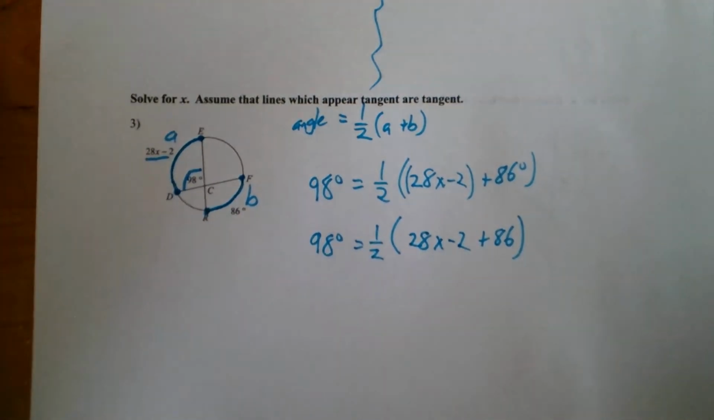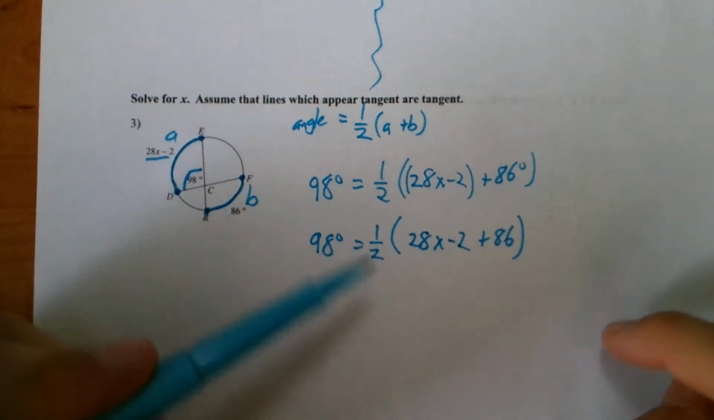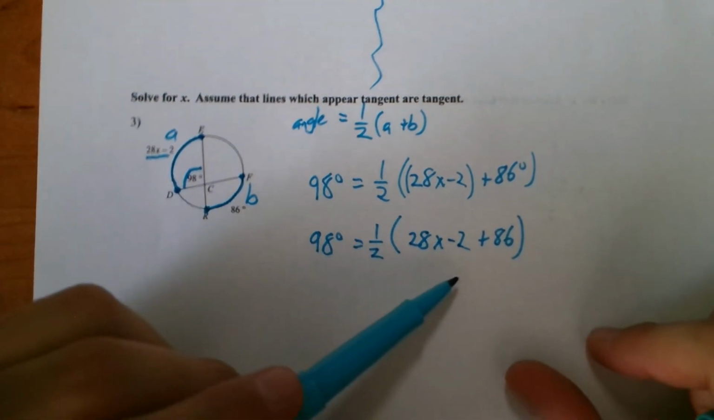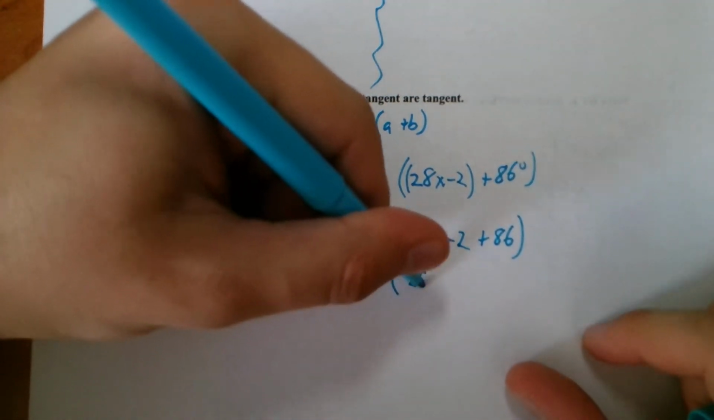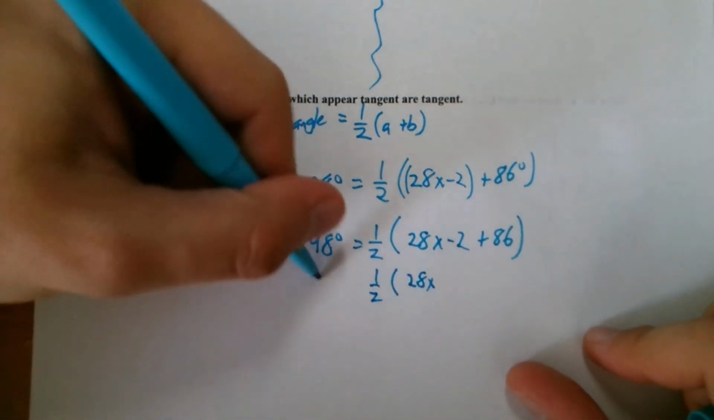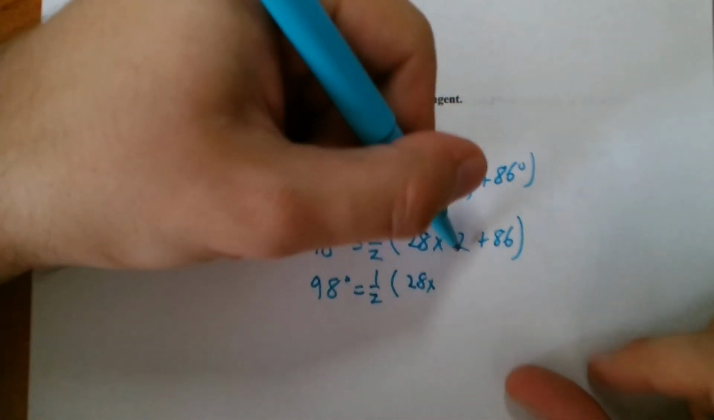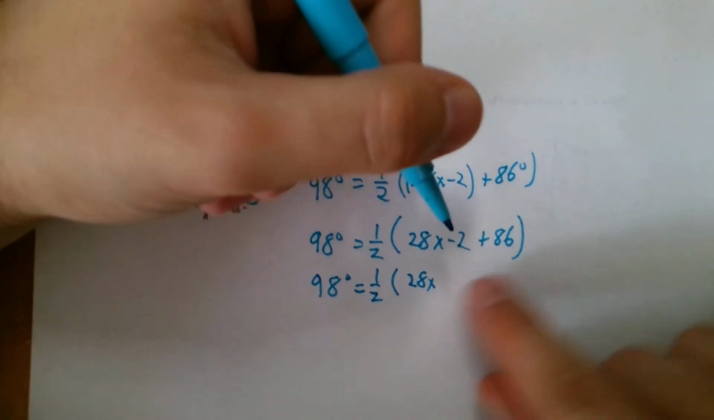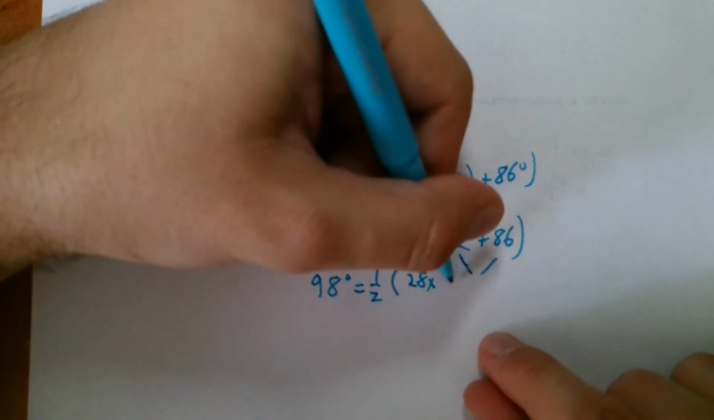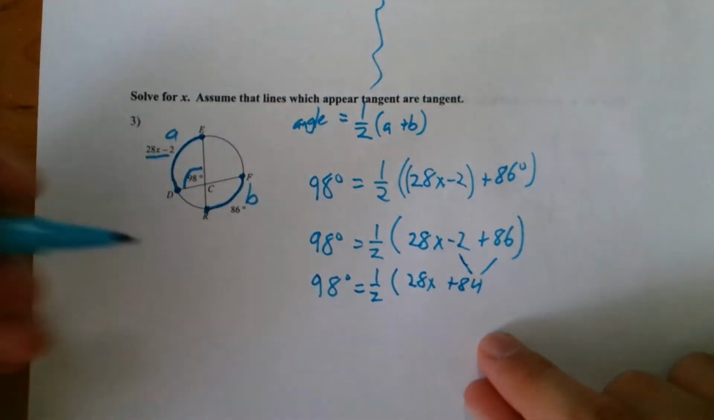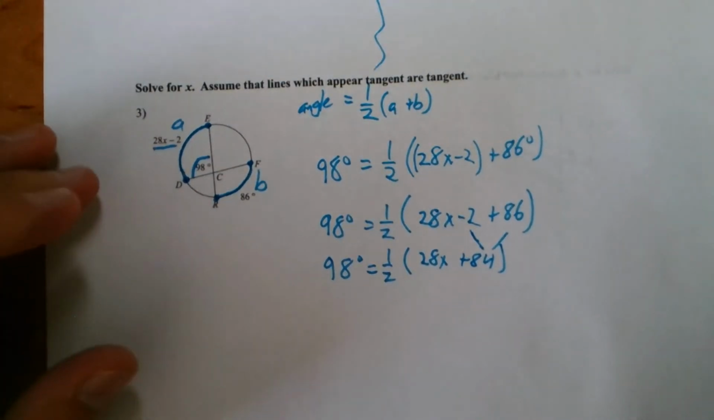Okay. Cool. All right, now I'm going to go ahead and inside my parentheses combine my like terms. I don't have any x's other than the 28x, so I'm not going to change that. That's going to stay 28x. Bring down everything else while I'm at it. But this minus 2 plus 86, I can combine. That combines to give you, that's a minus 2, so that's going to become a plus 84. Okay?